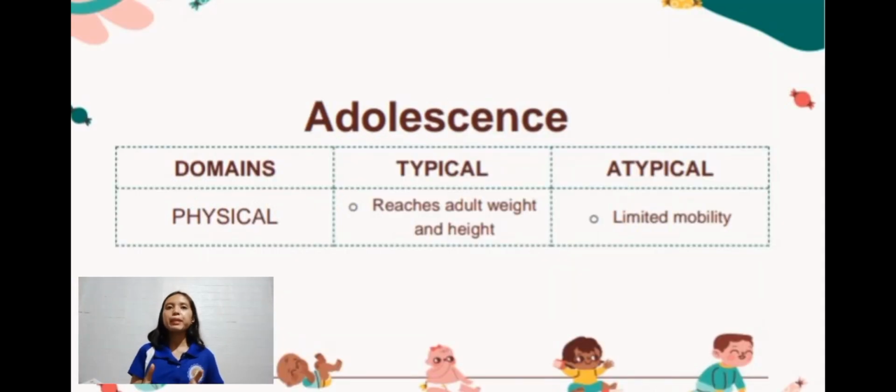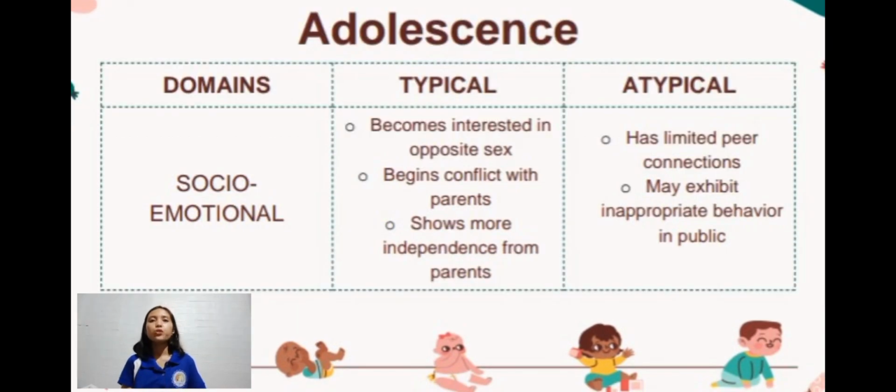Now, let's proceed to the typical and atypical development during adolescence. In the physical domain, the typical development of a child is that he or she reaches adult weight and height, while in atypical development, the child has limited mobility. In the socio-emotional domain, the typical development of a child includes becoming interested in the opposite sex, beginning conflicts with parents, and showing more independence from parents. On the other hand, the atypical development of a child may include exhibiting inappropriate behavior in public.